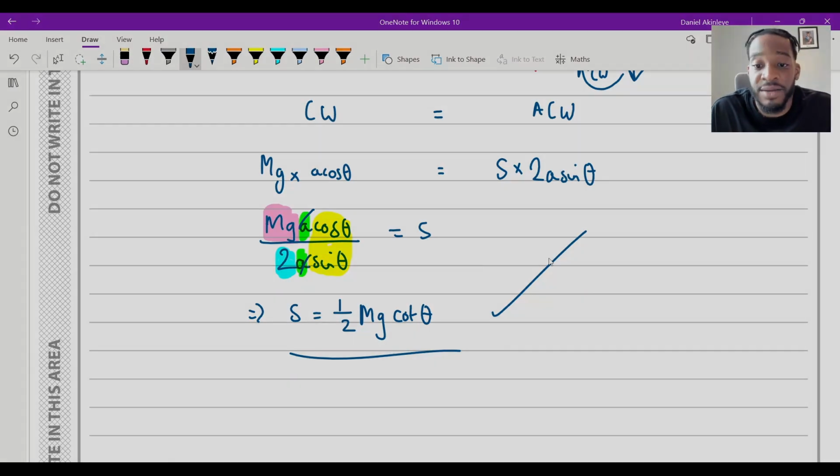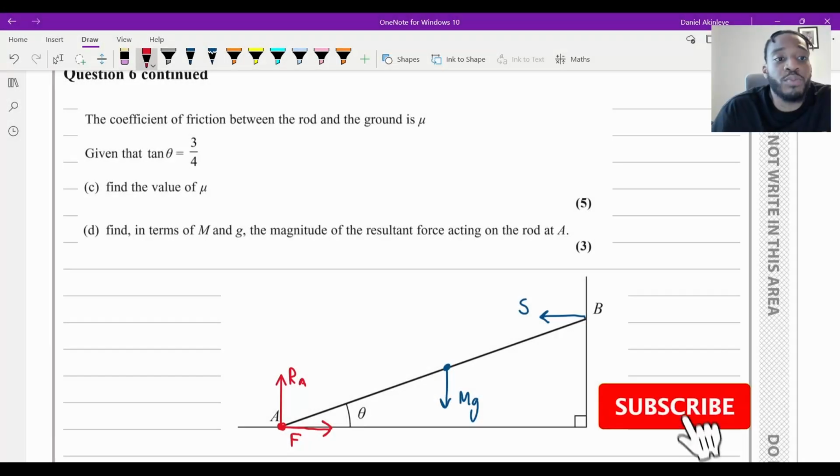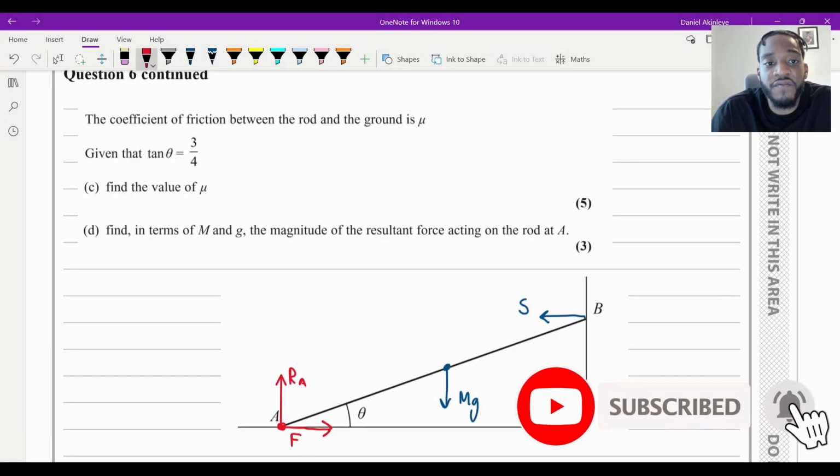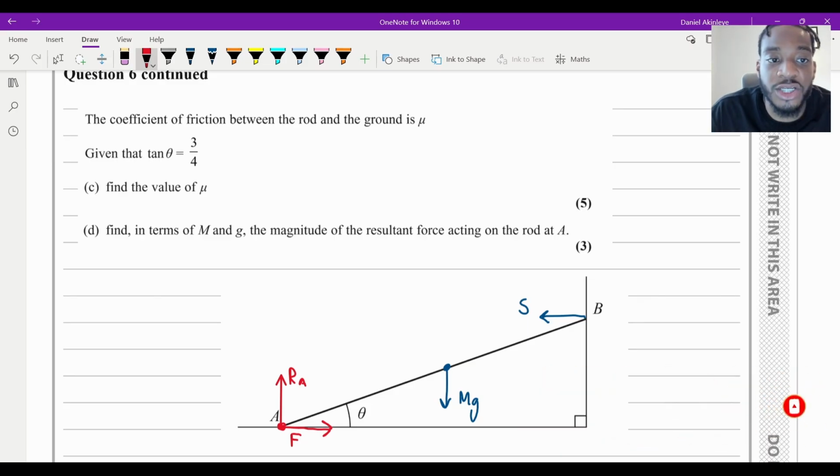So now let's go to our part C. Okay. So part C says the coefficient of friction between the rod and the ground is mu. Given that tan theta is 3/4, find the value of mu for 5 marks. Okay, so it is 5 marks, so it seems like it's a lot, but don't worry, this is pretty straightforward, right? Now, you're doing an exam, it's asking you to find the value of mu.